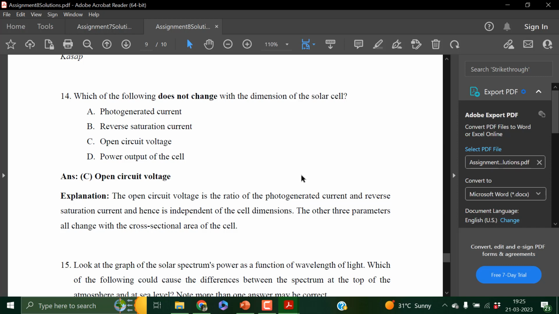Yes, madam. They both will change. When one is increasing or decreasing, the other will also change in the same way. Since they are a ratio, the overall open circuit voltage won't change. Yes, madam, sure.